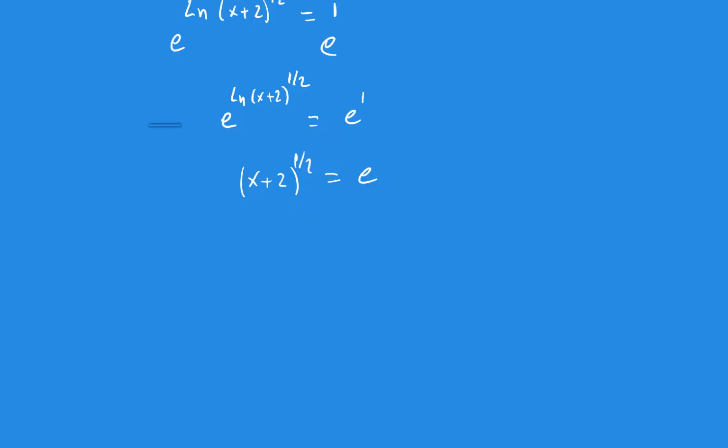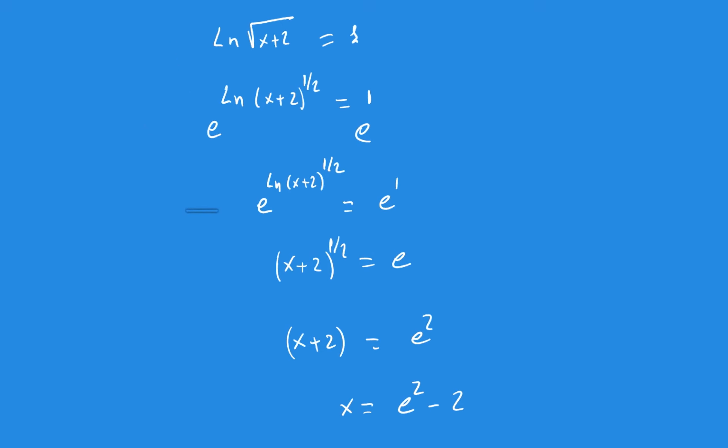So x plus 2 to the 1/2 is e. But I want to know who is x. So I will square both sides and it will be e squared. If I raise to the 2 power, I will have this equation. So the x is now solved: x equals e squared minus 2. So the problem is solved.